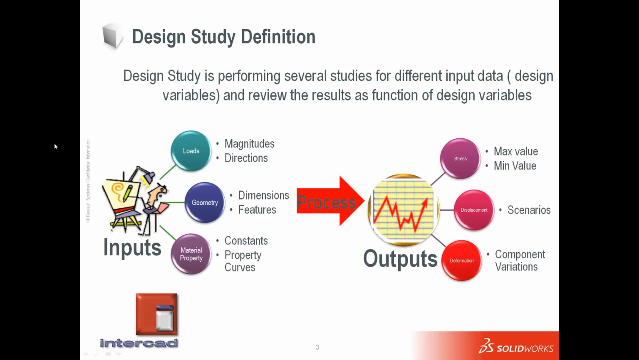During the design study and optimization process, we can then get a review of our output, which could be variation of stress, the maximum or minimum value, displacement over the different scenarios we have created, and also we can see the deformation over the specific components and its variation through our variables.